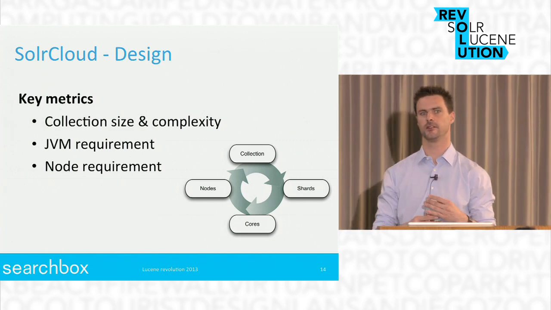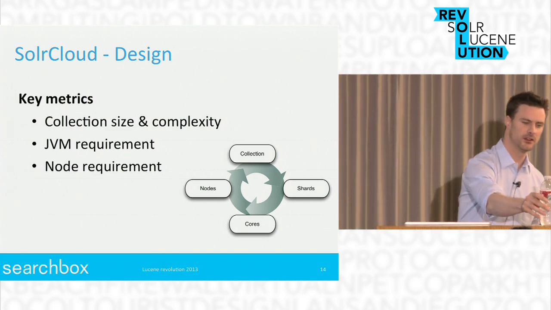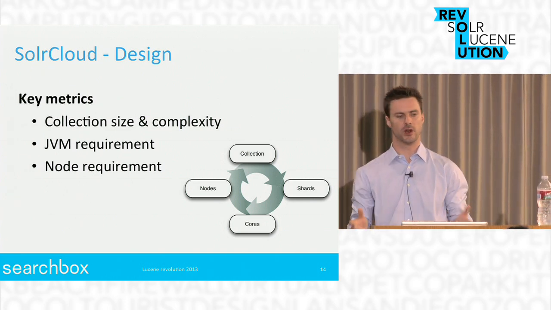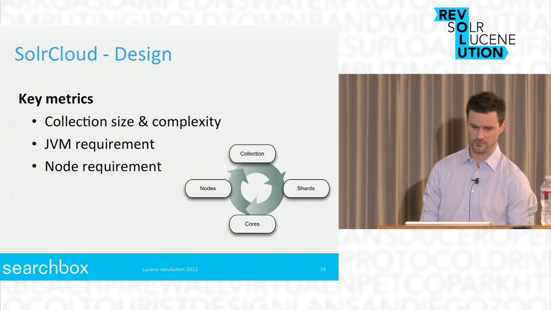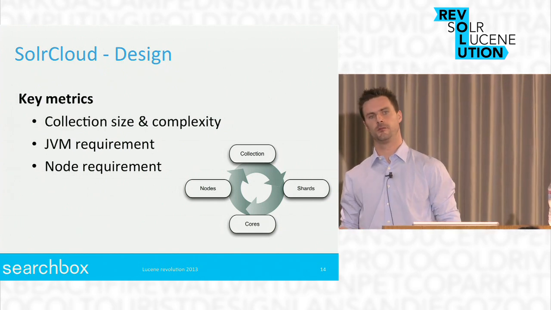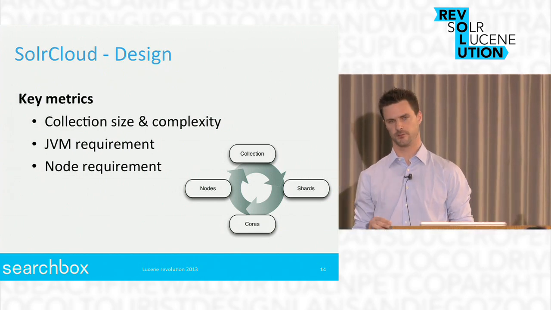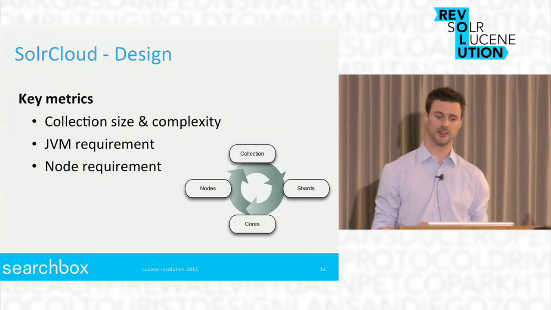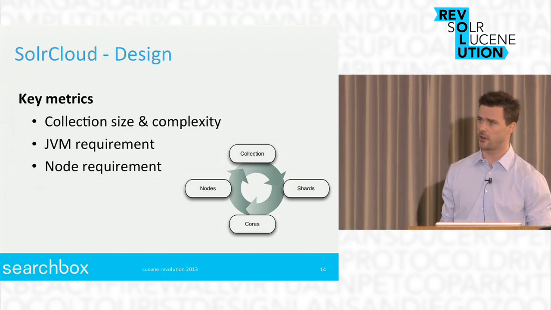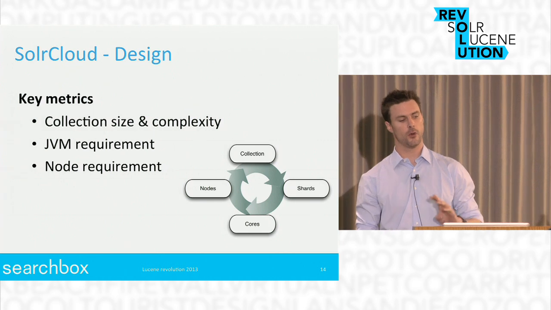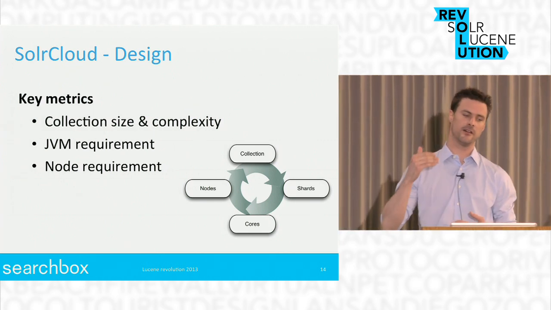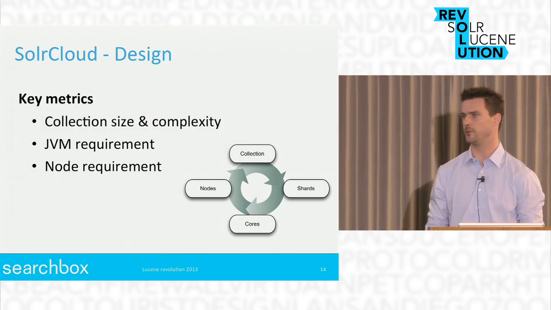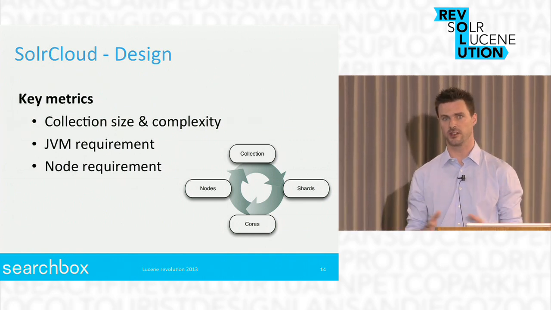How do we design, how do we size, how do we make the Solr Cloud the right size for what we need? The key metrics are, first of all, know your collection: its size and its complexity. How many documents, what size of document, how many fields, and so on. Why? Because this will have an entailment on the JVM requirement. How much RAM do you need to actually perform?